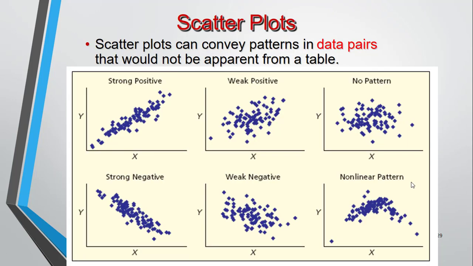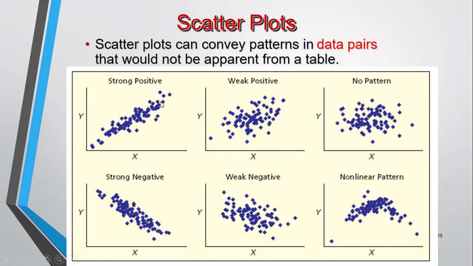Scatter plots. Scatter plots can convey patterns in data pairs that would not be apparent from a table. For example, say you have two variables, two data pairs, like education and income. We all know that the more education you have, the more lifelong earnings you can expect to make, right? If you plot education as X and income as Y, you probably see dots like this. Each dot represents an individual person, his or her education and income.